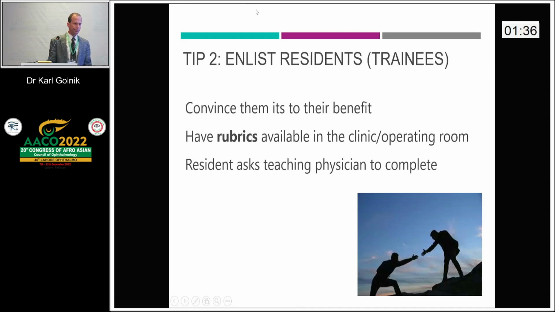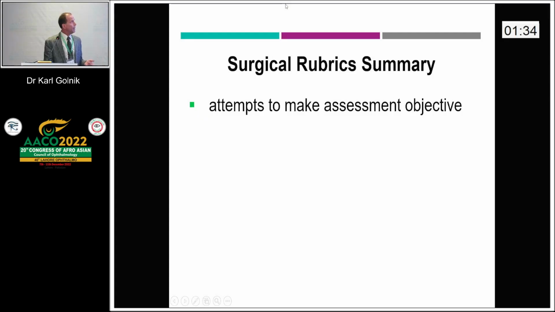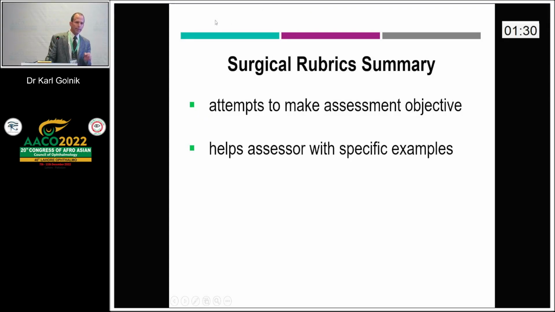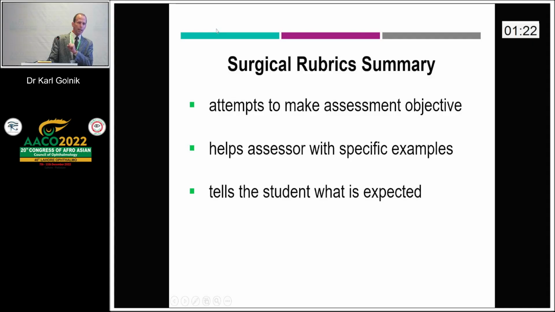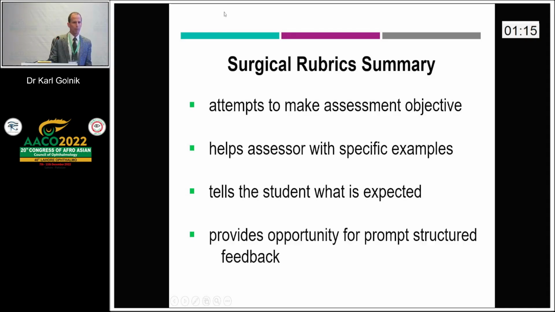So in summary, surgical rubrics attempt to make an assessment more objective. It helps the assessor with specific examples, making them better teachers, better at giving structured feedback. It tells the student what is expected. Someone said, don't keep it a secret. It's not a secret. Here's what we expect you to do. And it provides that opportunity for prompt, structured feedback. We could do a whole workshop on how to give good feedback, but I think this enables that. I thank you for your attention.